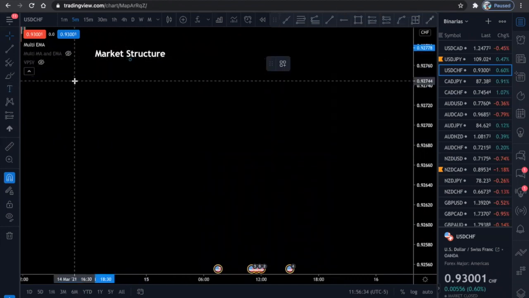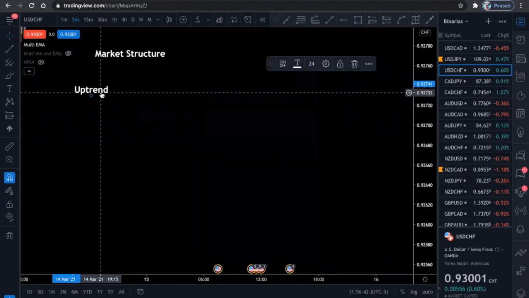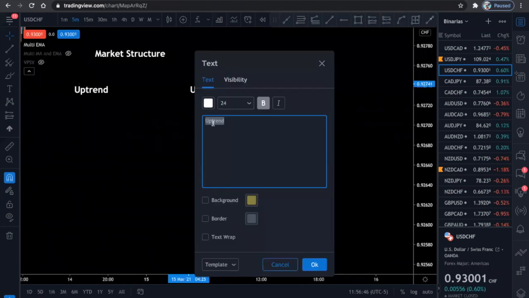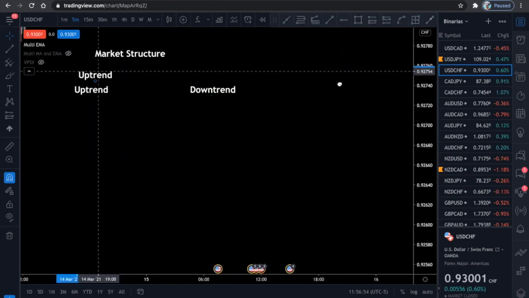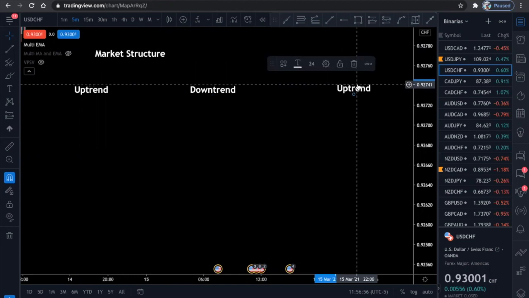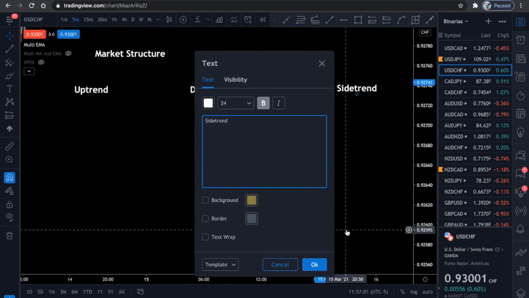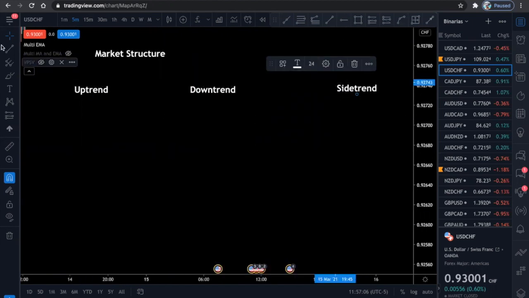We have three kinds of trends. We have uptrend, we have a downtrend, and we have what is called consolidation or side trend. So how do I know that the market is in an uptrend? Let me show you guys.